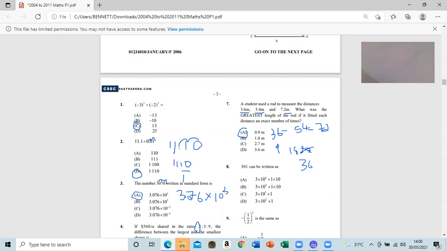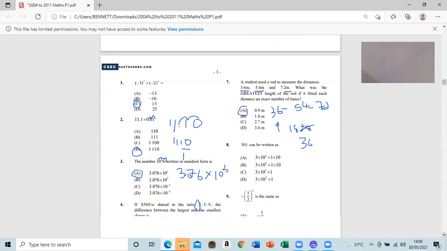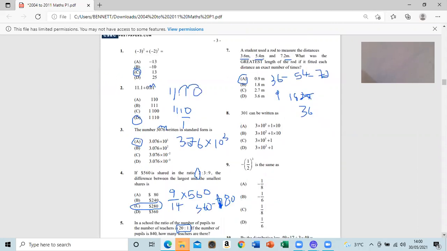301 can be written as... yes, so we just do it. 301 can be written as, is it this? Sir, C. C, thank you. Guys, we're not going to explain this, you know. Already you calculate the value then.